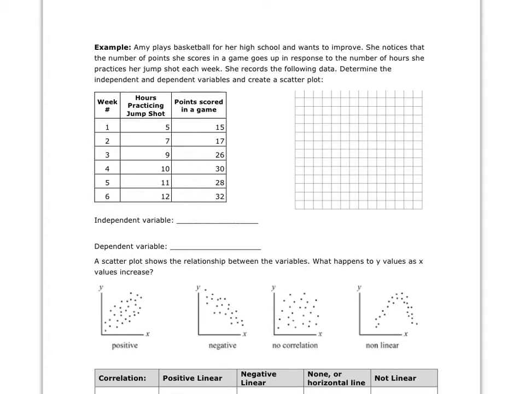All right, let's look at an example. Amy plays basketball for her high school and wants to improve. She notices that the number of points she scores in the game goes up in response to the number of hours she practices her jump shot each week. She records the following data. Determine the independent and dependent variables and then create a scatter plot.